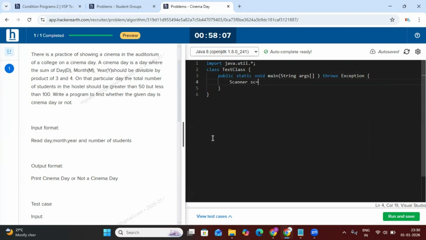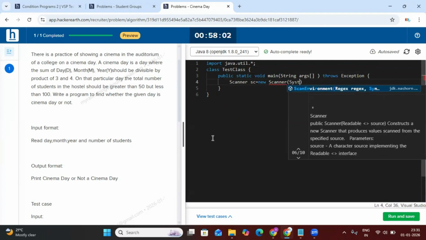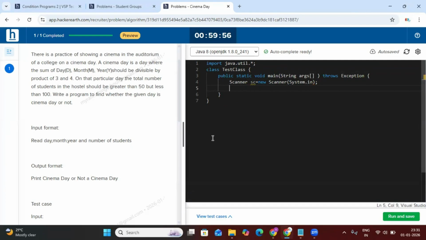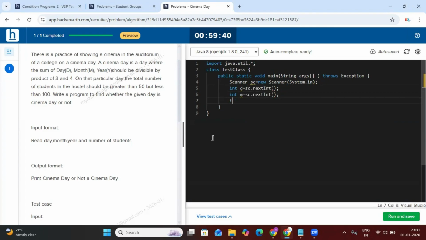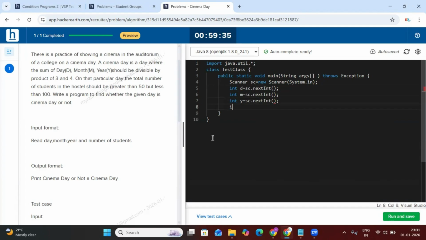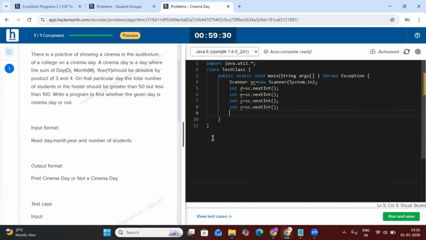Scanner s equals new Scanner of System.in. Okay, what is the input? You can take 4 values: day, month, year and number of students. That's why int d equals sc.nextInt(). Next int month equals sc.nextInt(). Int y equals sc.nextInt(). Next int number of students, int n equals sc.nextInt(). Up to this my input is completed.